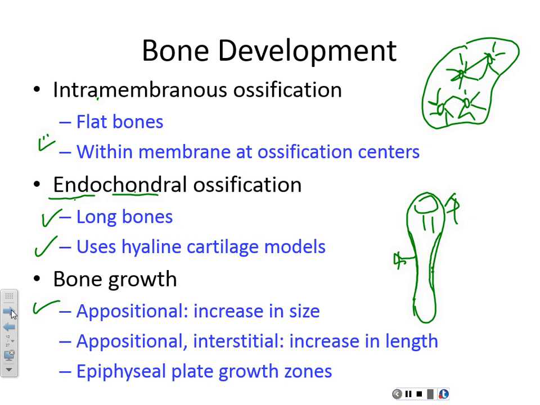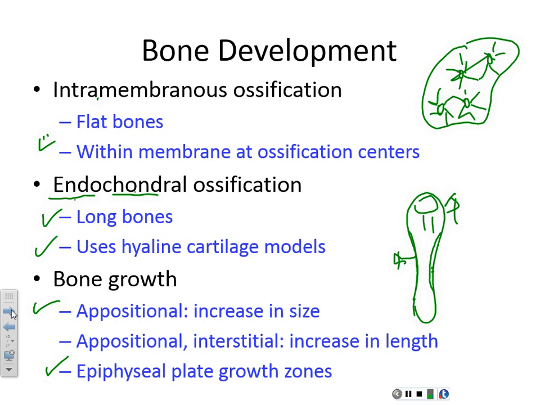But then appositional growth and interstitial growth occur at the epiphysis, because the epiphysis is compact bone on the outside and then mostly sponge bone on the inside, right? And in a young bone, the epiphyseal plate is where you get the interstitial growth, and the compact bone on the outside, you get the appositional growth to make it bigger, okay? And then of course, the growth zones of the epiphyseal plate.